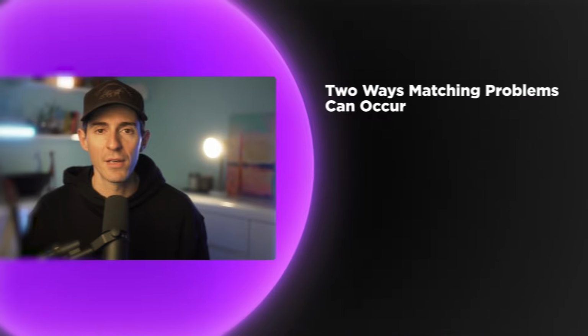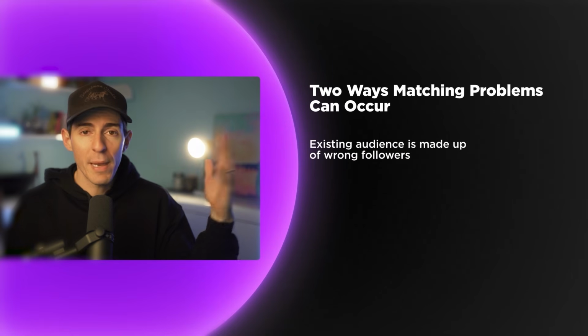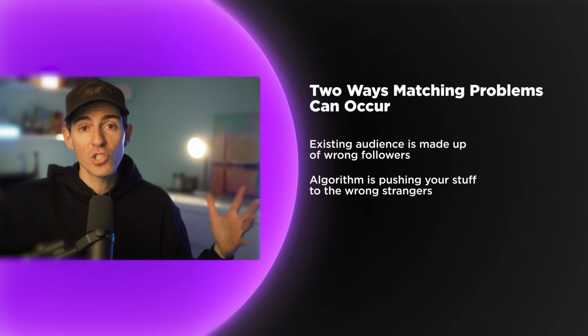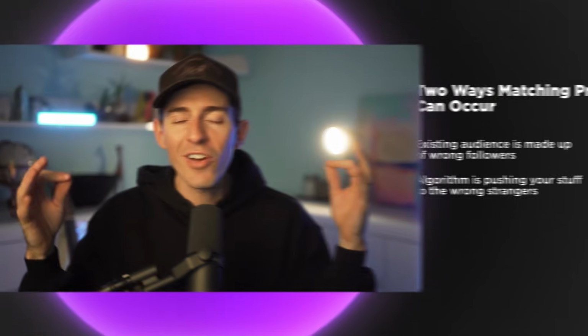Now, this matching problem can happen in two ways. It either means your existing audience is made up of the wrong followers, or the algorithm is pushing your stuff to the wrong strangers. But either way, your videos are not getting in front of the right people. And when this happens, you never had a chance in the first place. Okay, so if this audience matching problem is happening to you, how do you solve it?